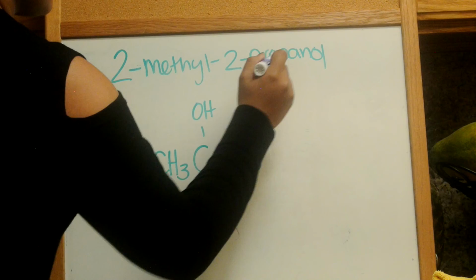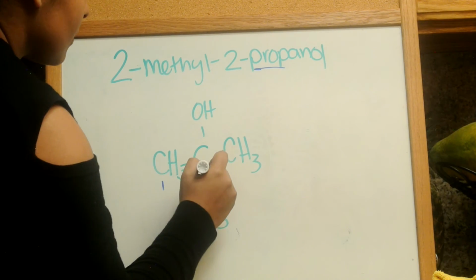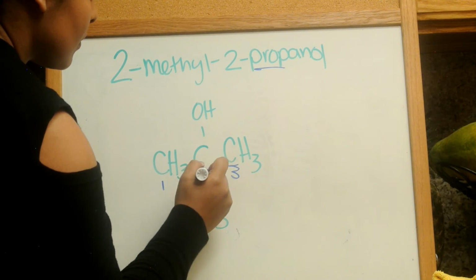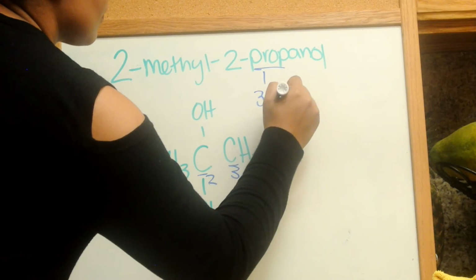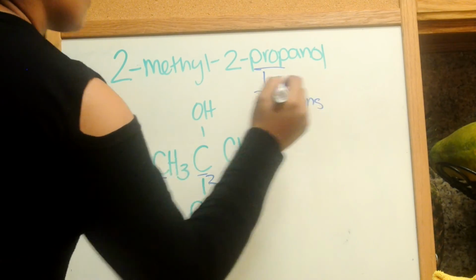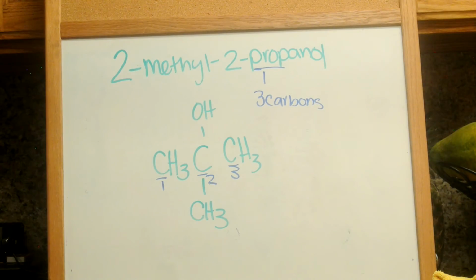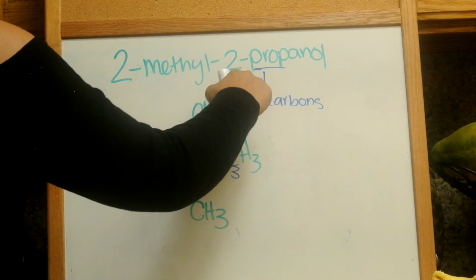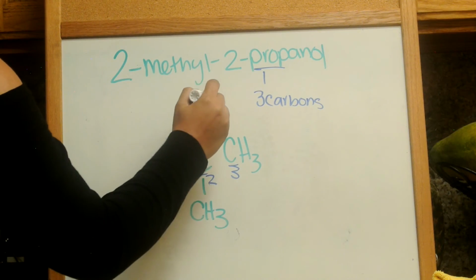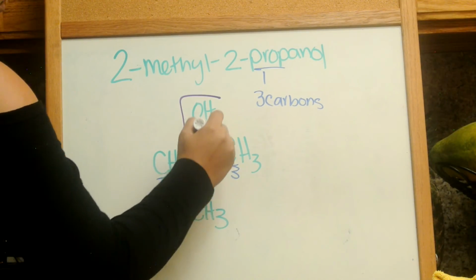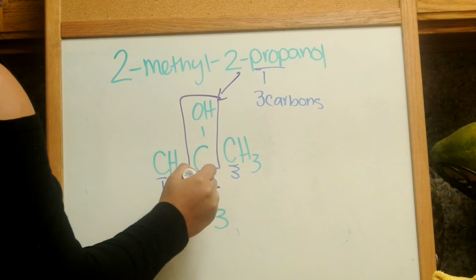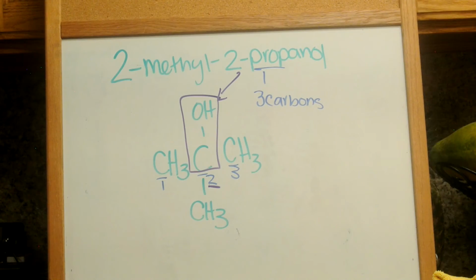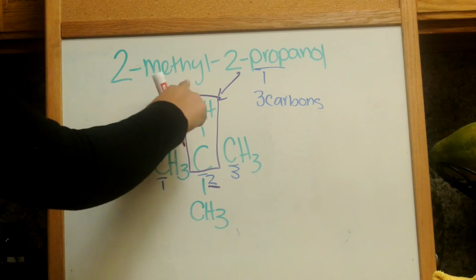Okay, so we got 2-methyl-2-propanol. Start off by counting the amount of carbons you have. There are 3. Make your note, there are 3 carbons. 3 carbons equals prop. Then we're isolating the OH. The OH is attached to the second carbon, where we write 2 to specify the location, which would be 2-propanol.